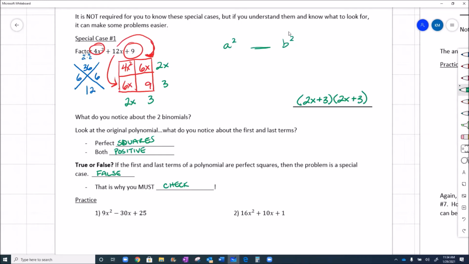And in the middle, we need 2AB. Remember, this sign is going to be the same sign from our product. So here, A would be 2, B would be 3, the square root of those. 2 times 3 is 6, times 2 is 12, and that's how we get that value.